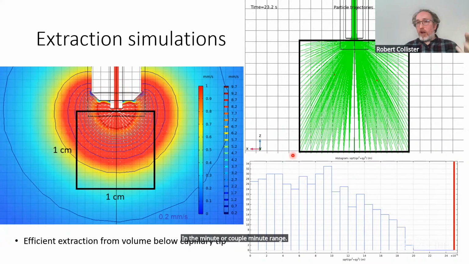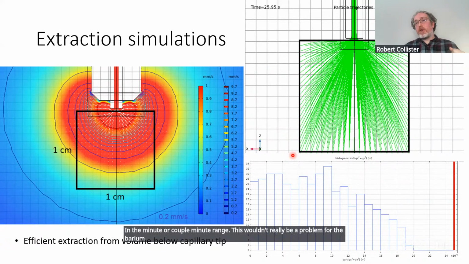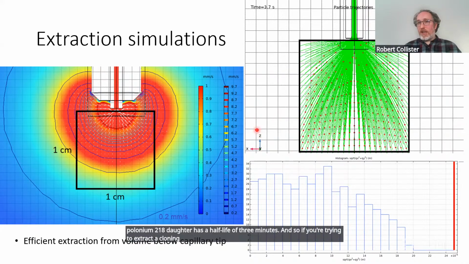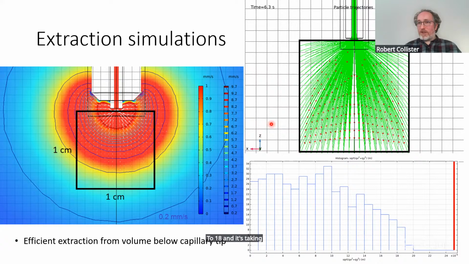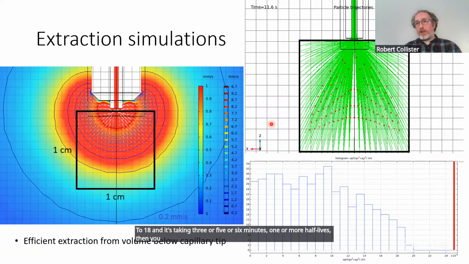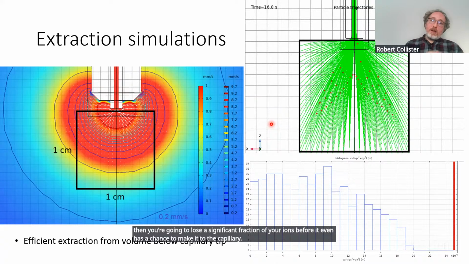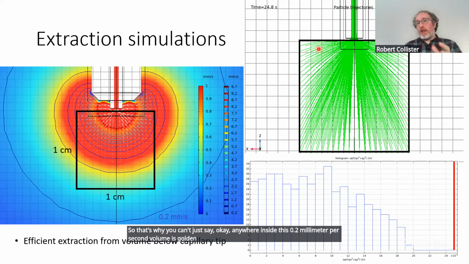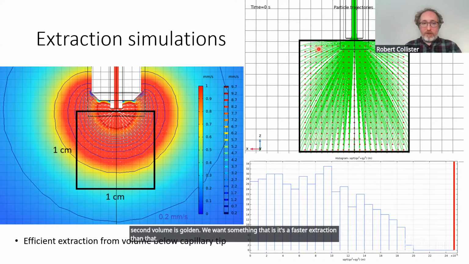This wouldn't really be a problem for the barium, but it is for us where we're using radioactive ions, because that polonium-218 daughter has a half-life of 3 minutes. If you're trying to extract a polonium-218 and it's taking 3 or 5 or 6 minutes, one or more half-lives, then you're going to lose a significant fraction of your ions before it even has a chance to make it to the capillary. So that's why you can't just say anywhere inside this 0.2 millimeter per second volume is golden. We want something that is a faster extraction than that for the testing purposes.